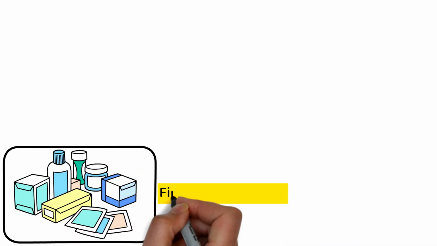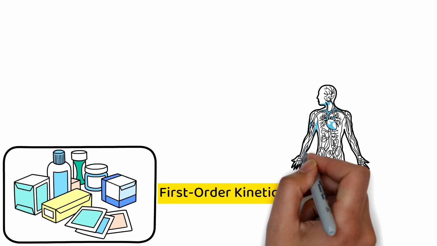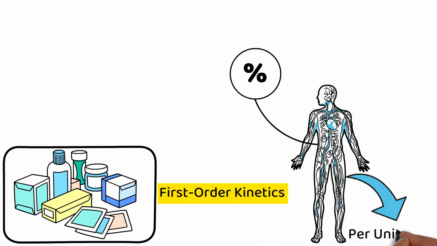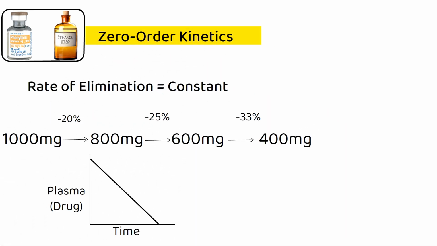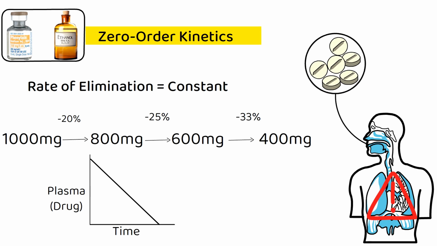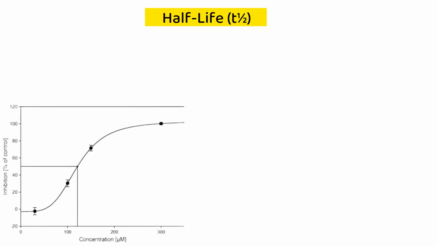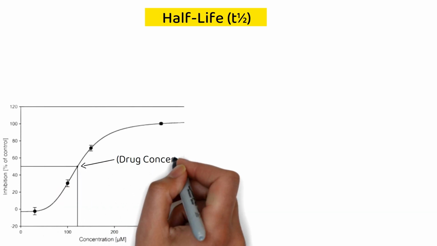Most drugs follow first order kinetics. A constant percentage is cleared per unit time. But drugs like phenytoin or ethanol follow zero order kinetics, clearing a fixed amount per time, risking toxicity at high doses. Half-life, T1/2. Half-life is the time it takes for the drug concentration to fall by 50%.